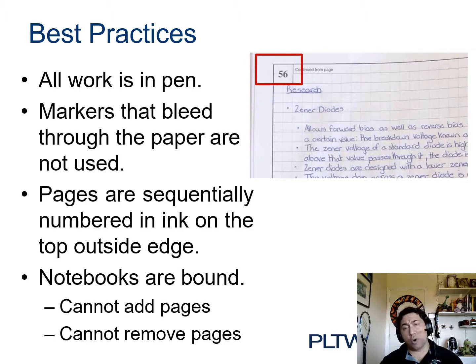So first off, all work is done in pen. Pen is supposed to be permanent. That's why we use pen and not pencil. Second, markers that bleed through the page or paper are not used. Okay, so you want to be able to write on the back as well. Pages are sequential. They are numbered in ink on the top outside edge.